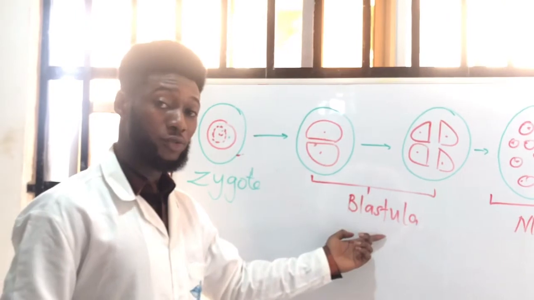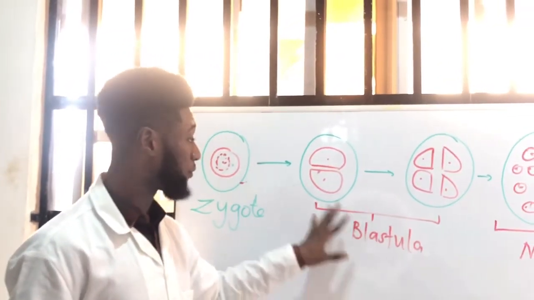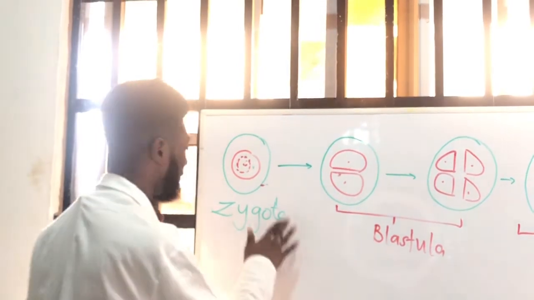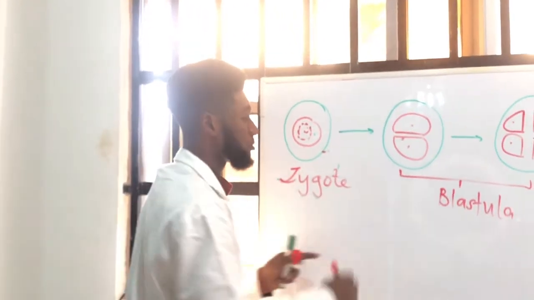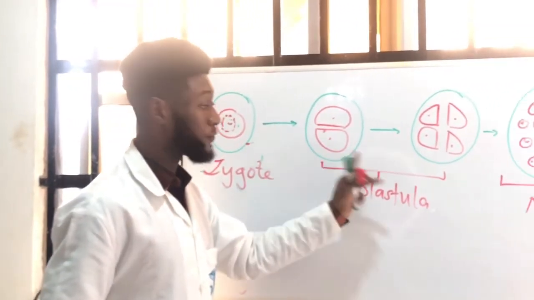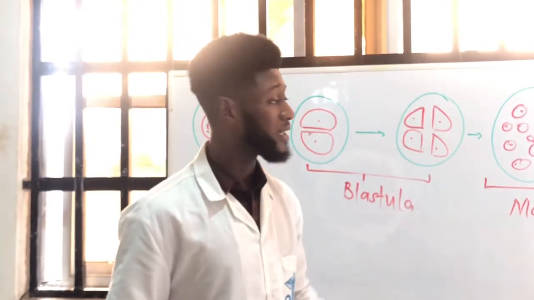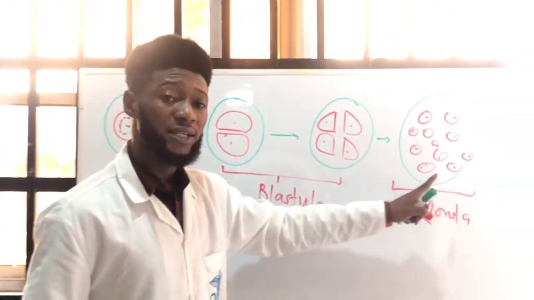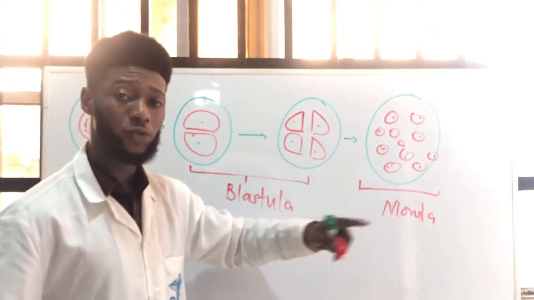And blastula, we have two cells, four cells. That is blastula. Before that, we have the zygote. We have the zygote, then the blastula at the two to four cell stage. Now I put eight cells: the morula. Are you okay? Now, from the morula, as the gestation period increases, something strange also happens.